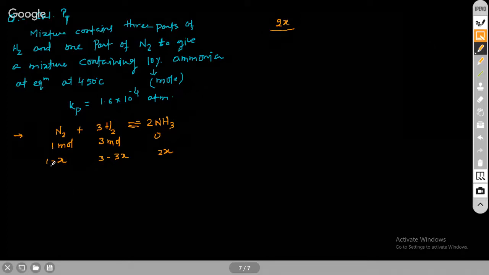Total number of moles will be this plus this plus this. That will be 3 plus 1 minus 4x plus 2x. So 4 minus 2x is the total number of moles. Correct? This into 100 is equal to 10. Is it clear? It is given in the question, the percentage composition of ammonia. Since mole percentage is given, I have taken moles over here.